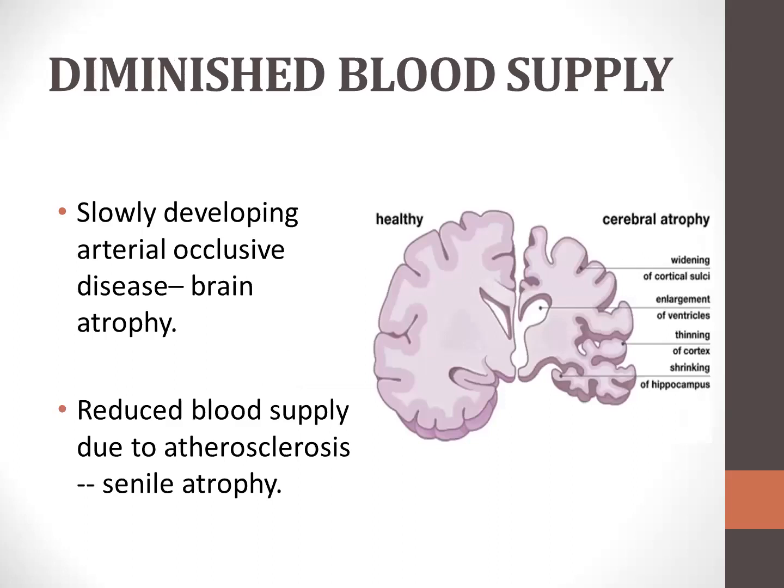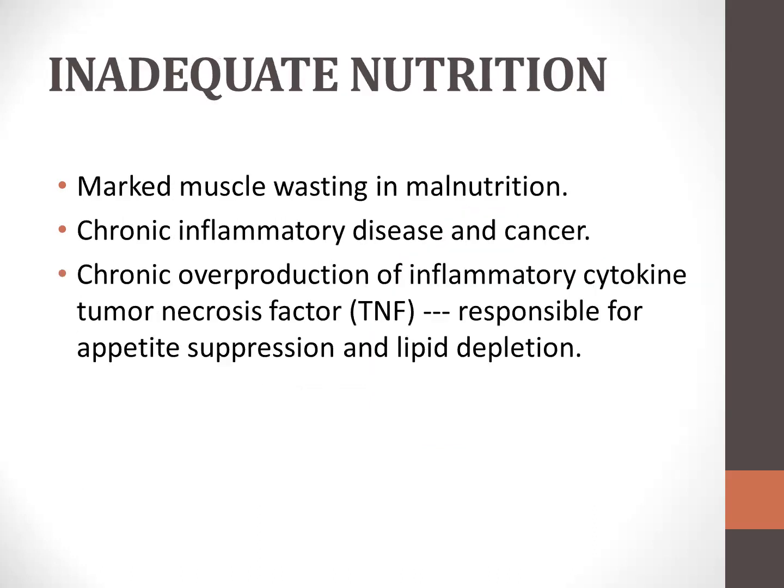Reduced blood supply due to atherosclerosis or due to aging can result in diminished blood supply to the brain and can result in atrophy of the brain. If the nutrition is inadequate, like in malnutrition or in cases of cancer or chronic inflammatory diseases, this can also result in generalized atrophy. And this is because of chronic overproduction of tumor necrosis factor, which is an inflammatory cytokine. It suppresses the appetite and also leads to depletion of lipid stores. So inadequate nutrition can also lead to atrophy of the muscles.